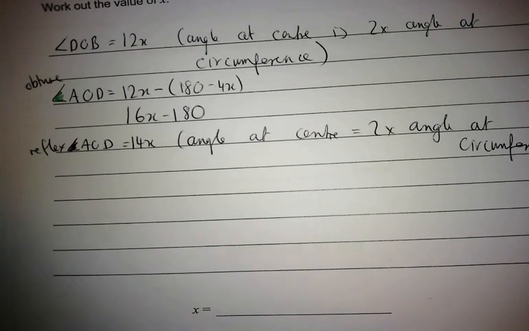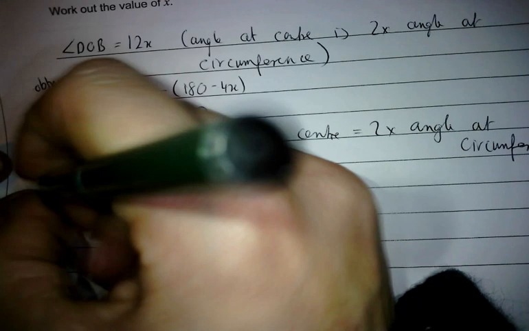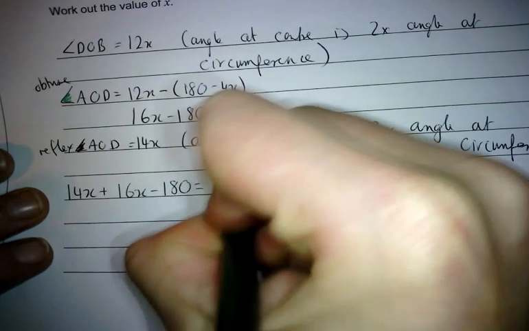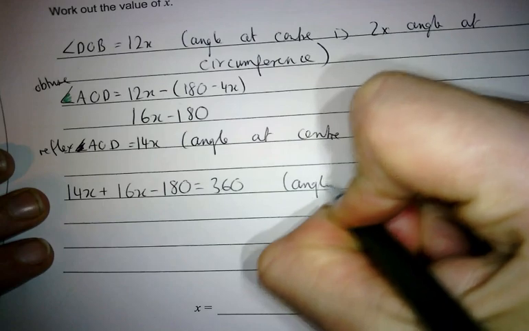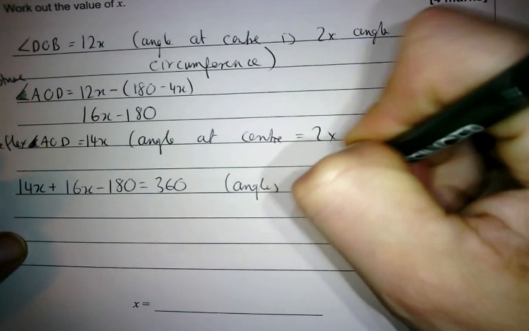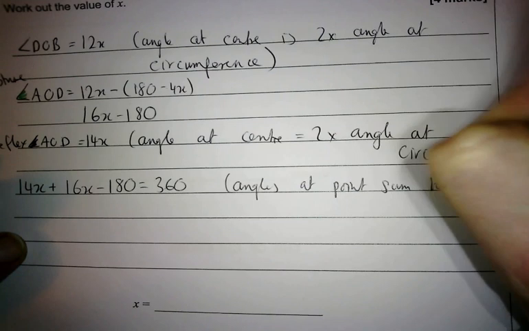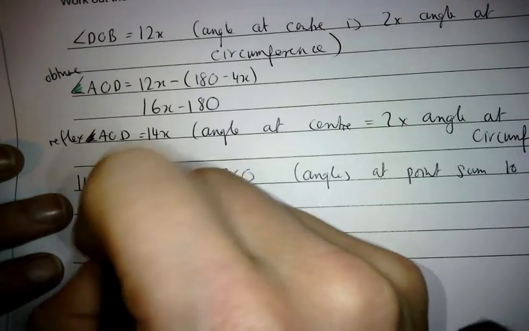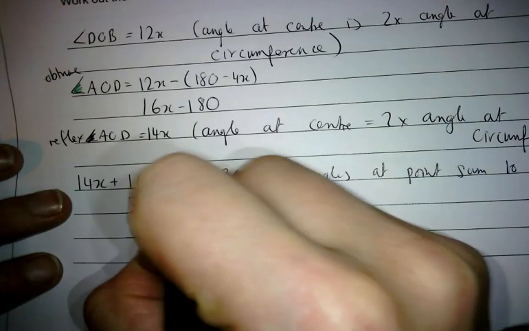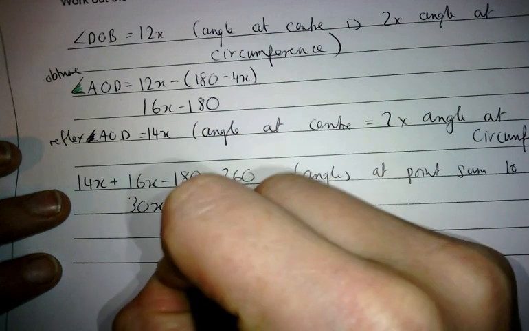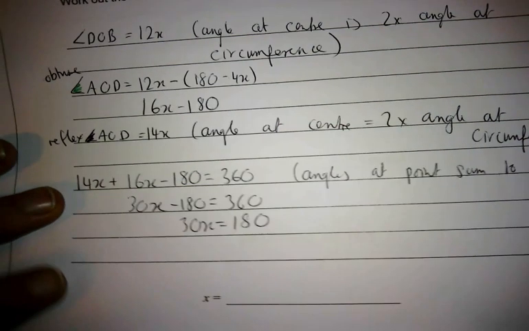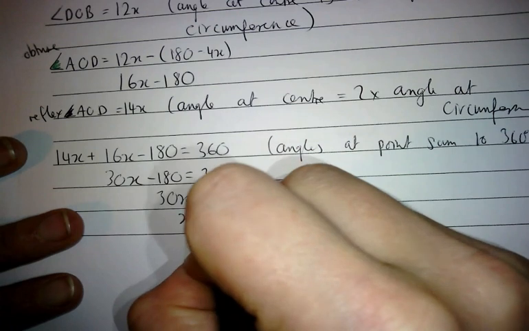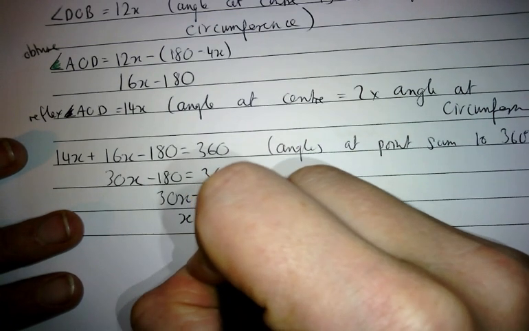So I can form an equation now. 14x plus 16x minus 180 equals 360, because angles at a point sum to 360 degrees. And I can now solve this equation. So I've got 30x minus 180 is 360, so 30x equals 180. So dividing by 30, x is equal to 6.